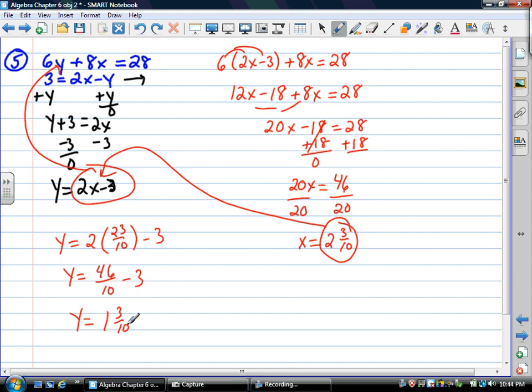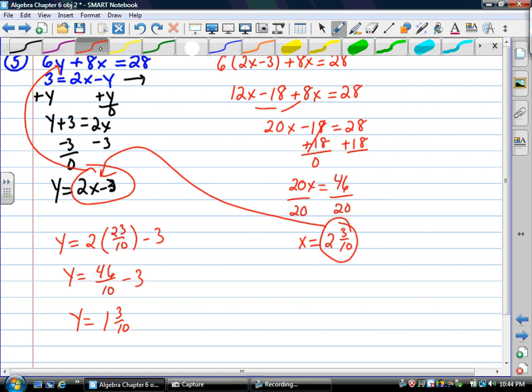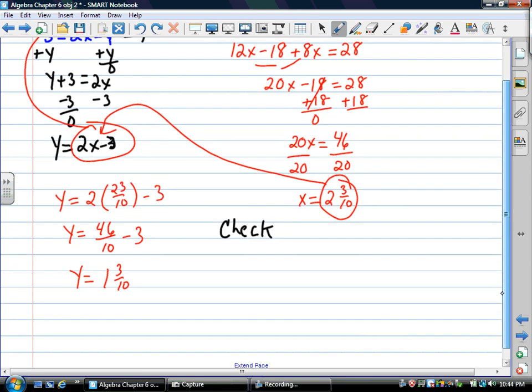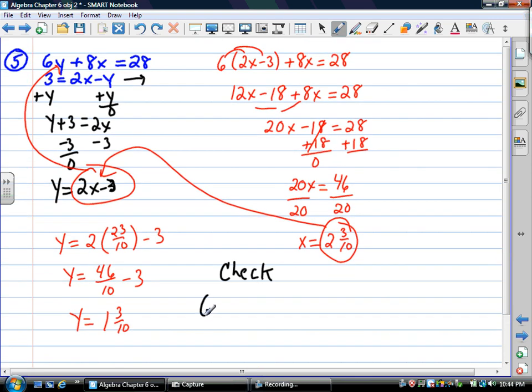Let's check it. I know that it already works for which equation? The second equation, because I used that second equation to find y. So let's see if we can get it to work in that first equation. This is going to be a real pain to check, but we can do it. All right, let's see if this checks. I get 6 times whatever y is. Y is 1 and 3/10 plus 8 times whatever x is. X is 2 and 3/10. All of that has to be equal to 28.